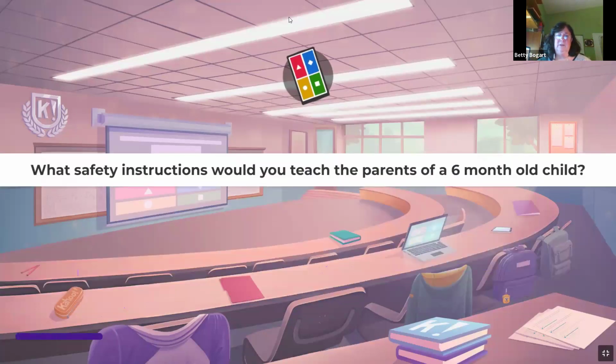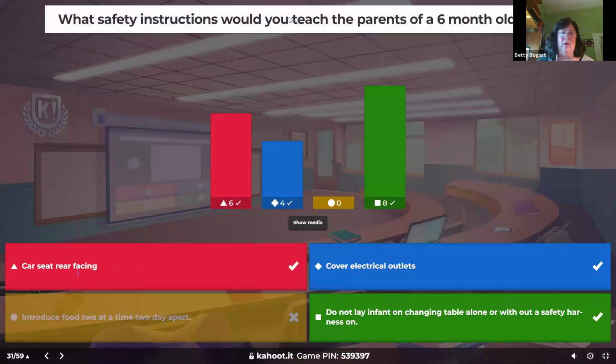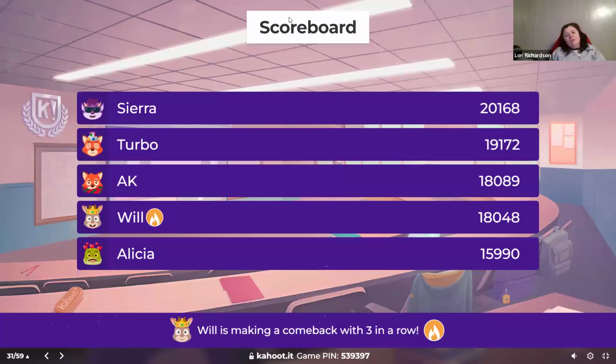What safety instructions would you teach the parent of a 6-month-old child? Well, safety. What does a kid do by 6 months old? Think about gross motor. They lift their head up. They turn front to back, back to front. So what is your biggest safety concern now? It's all about rolling around, right? So don't put them on a couch alone. They're going to roll off on the floor. You should cover those outlets because they can creep in there. And of course, always rear facing until 2.